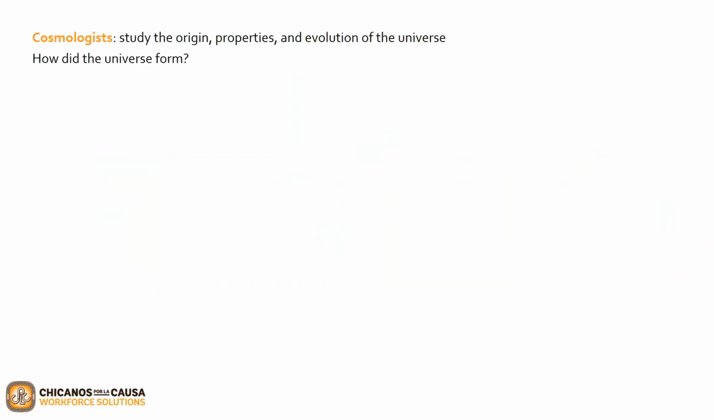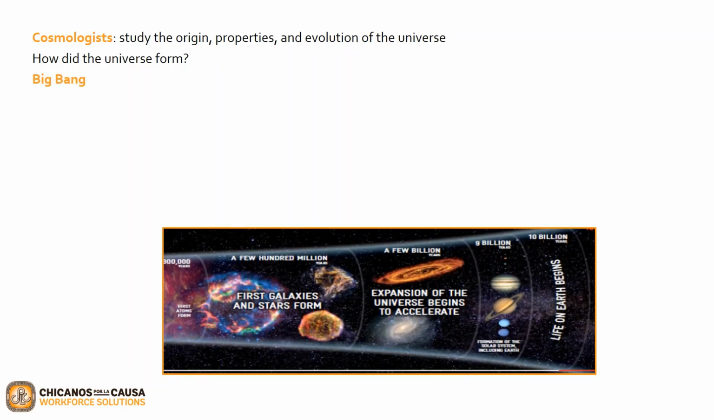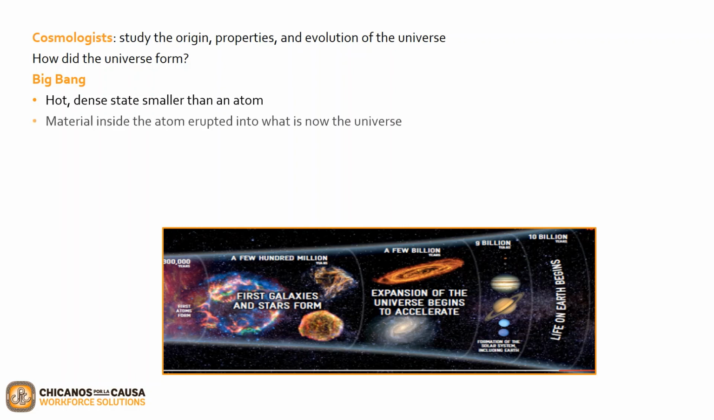I mentioned scientists in the previous slides. So who are these scientists? Well, they are cosmologists, and they study the origin, properties, and evolution of the universe. So how did the universe get created? One popular theory about how the universe came to be, according to cosmologists, is the Big Bang. No, not the TV show, but the phenomenon that created the universe. It began in a hot, super dense state smaller than an atom. The Big Bang caused all the material inside that atom to erupt and ultimately form the universe.